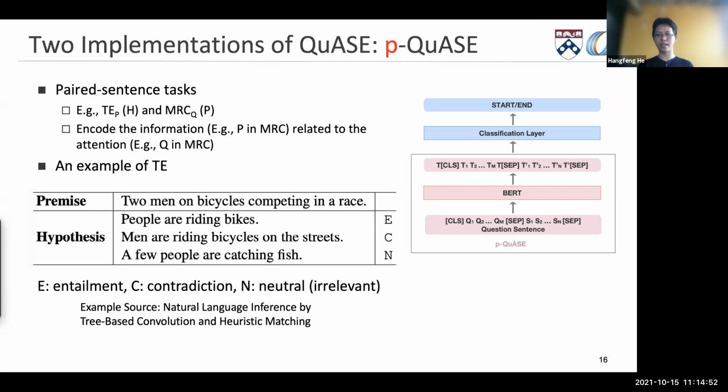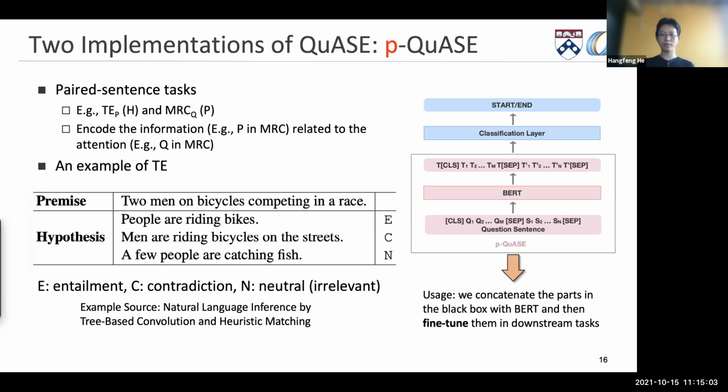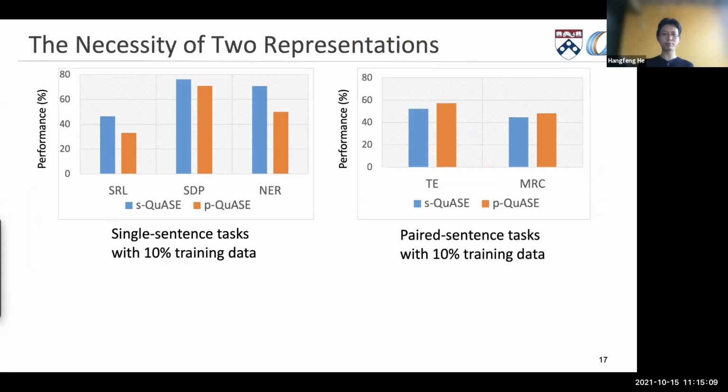Why? Because the QA task itself is a paired sentence task. And when you train the model on QA, it already knows how to get attention from the question. So in practice, we simply concatenate the paths in the black box with BERT and then fine-tune them in downstream tasks. We compare SQuiz and pQuiz on several tasks and found that SQuiz is better than pQuiz on single sentence tasks, while pQuiz is better than SQuiz on paired sentence tasks.